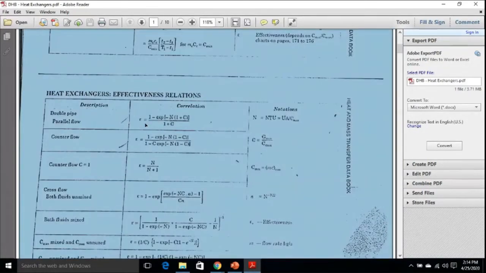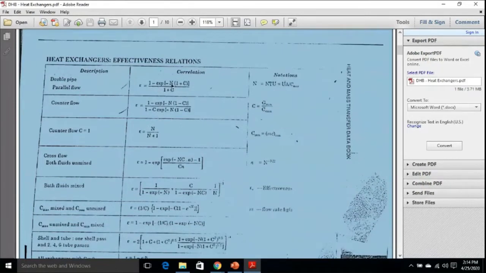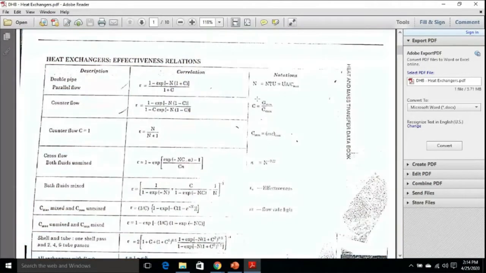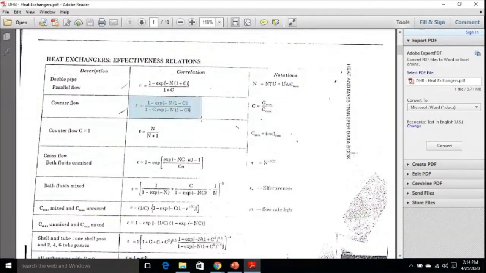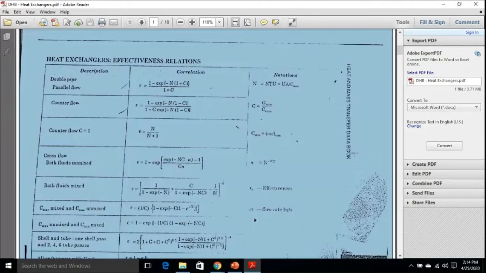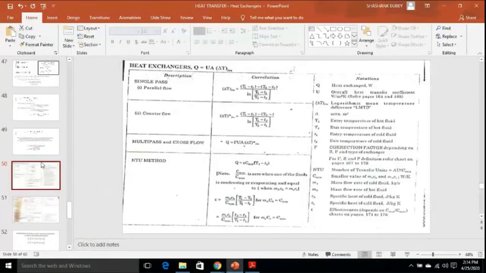So here effectiveness is given by 1 minus exponential minus NTU multiplied by 1 plus C. This C is capacity ratio and is given by Cmin by Cmax. We had written C as capital R. Capital R was the notation for capacity ratio and is given by Cmin by Cmax. The second relation is for counterflow arrangement. So effectiveness for a counterflow arrangement is given by this particular formula. So these two relations will be very important when we are solving the numericals. I'll just go back to the PPT.